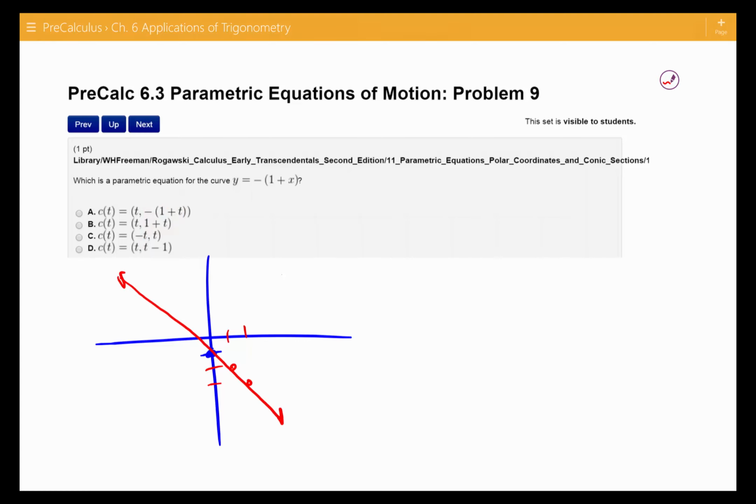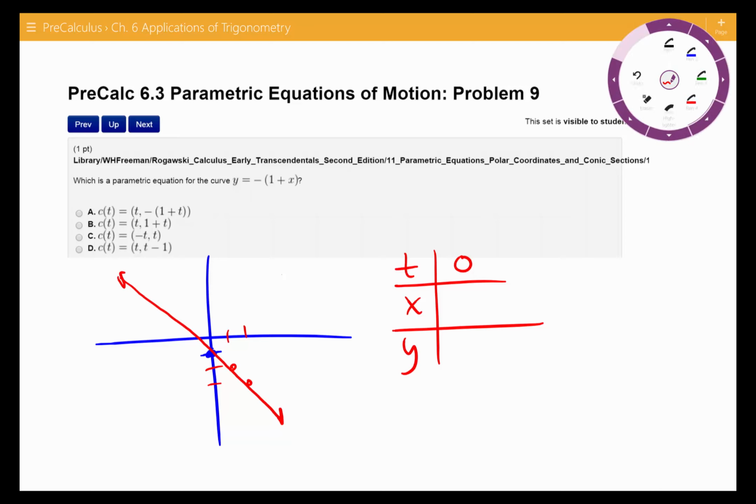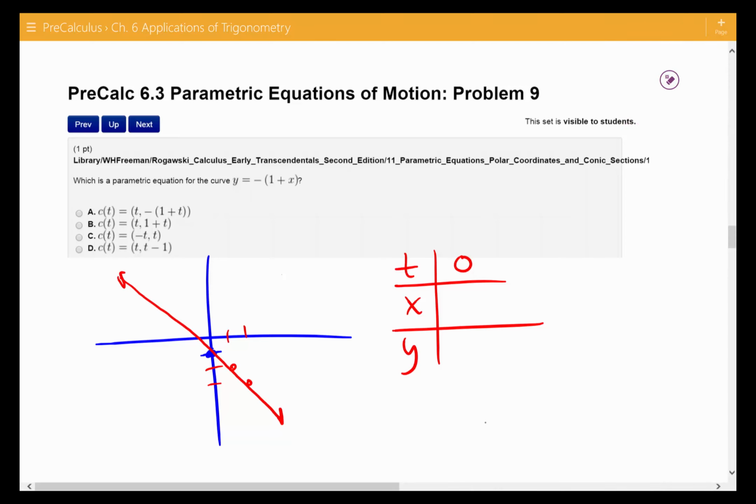So I can make a table for these, probably is the easiest way to look at this. T starts off at 0. Now at 0, I better get this point right here, which is right there, which is 0, negative 1. So I better get 0, negative 1 when I plug in t of 0. So let's try that. When I do it up here, this one gives me 0, negative 1. So that works. This one works, A.